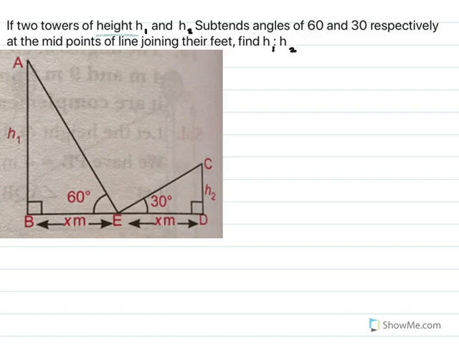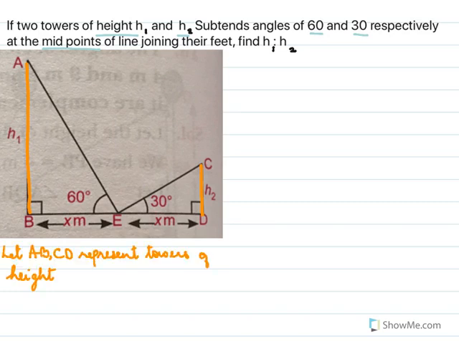Towers of height h1 and h2 subtend angles of 60 and 30 degrees respectively at the midpoints of the line joining their feet. Find h1 over h2. So AB is one tower and CD represents the other tower. So ABCD represents the towers of height h1 and h2.